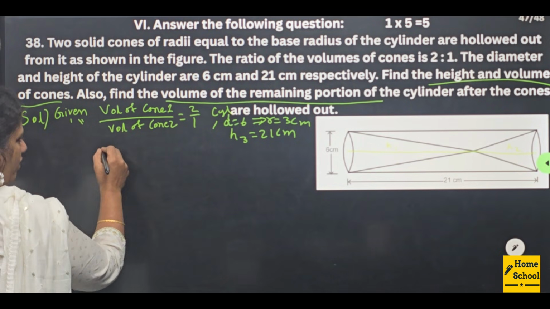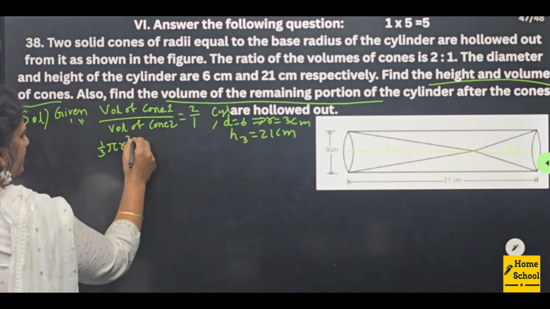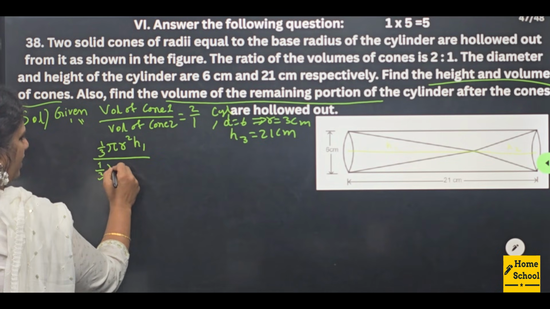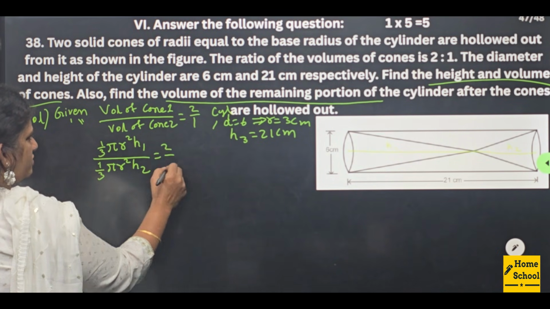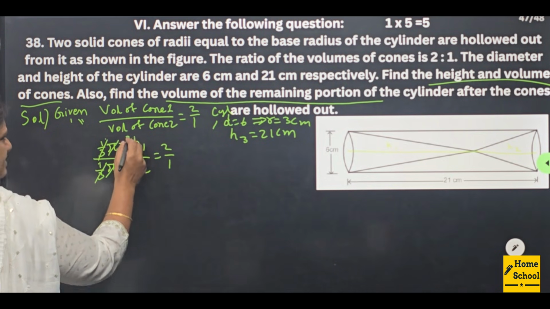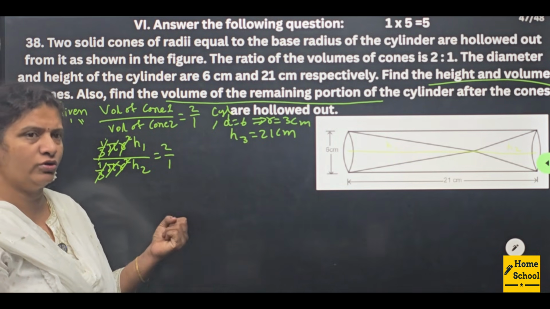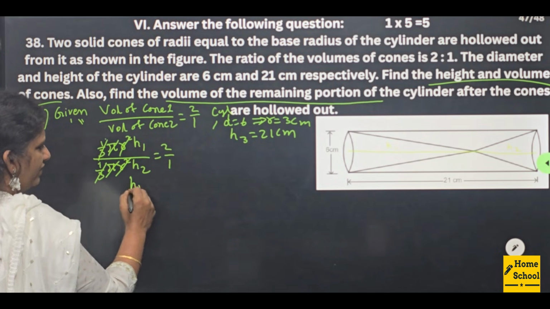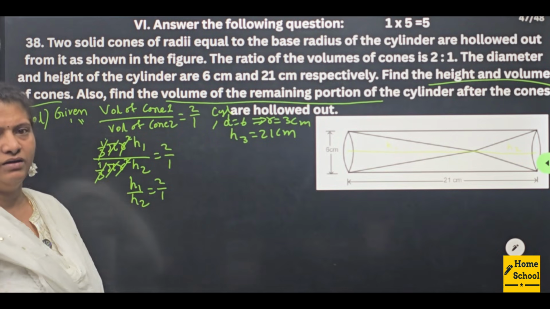Volume of a cone formula is 1/3 πr²H. Volume of cone 1 over volume of cone 2, (1/3 πr²H1)/(1/3 πr²H2), is equal to 2:1. 1/3 and 1/3 cancel, π cancels, r² cancels, because the radius is the same, so there is no need of marking 1 and 2. Now we are left with H1 is to H2 is equal to 2:1.